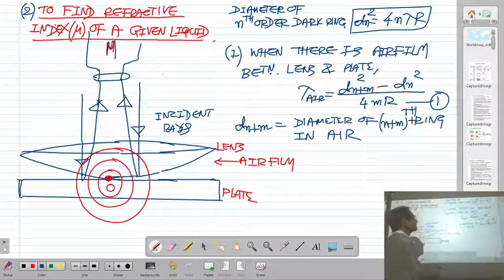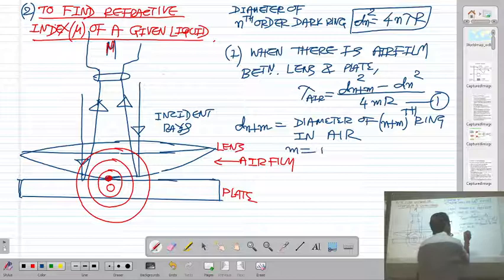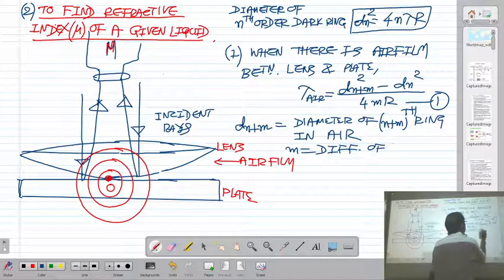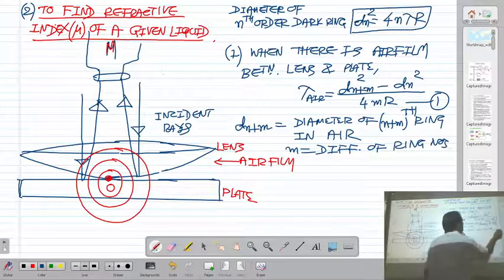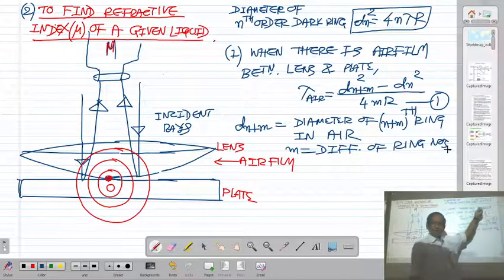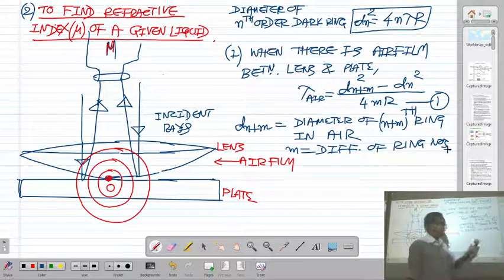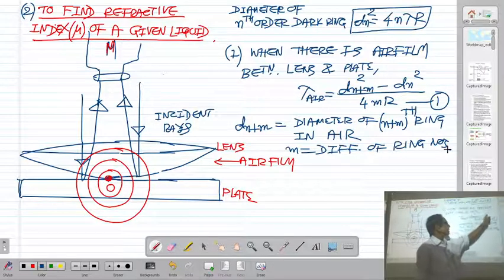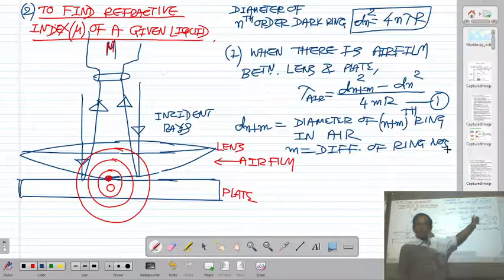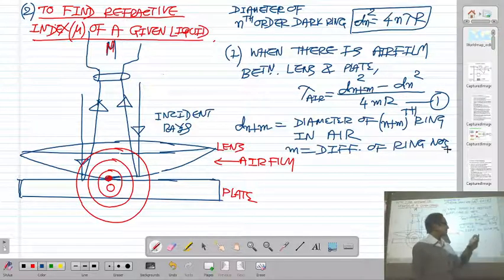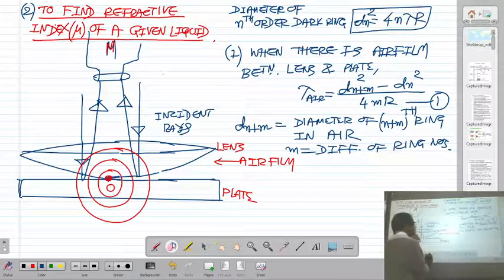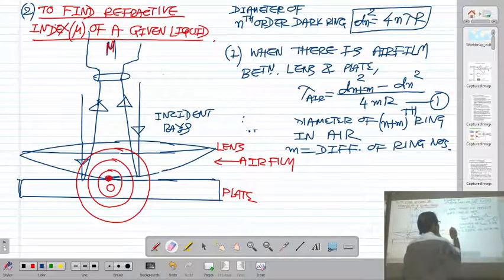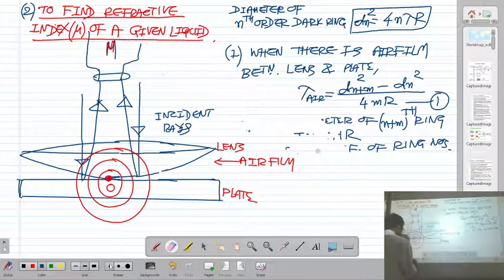Now, m, you know very well. What is m? m is the difference of ring numbers, or order of the ring. If you measure the diameter Dn of the 10th ring and Dn+m of the 15th ring, what is the difference of the two ring numbers? That is 15 minus 10, that is 5. Now R is the radius of curvature of the lens. Now we come to the second application. This is a revision which we already discussed.